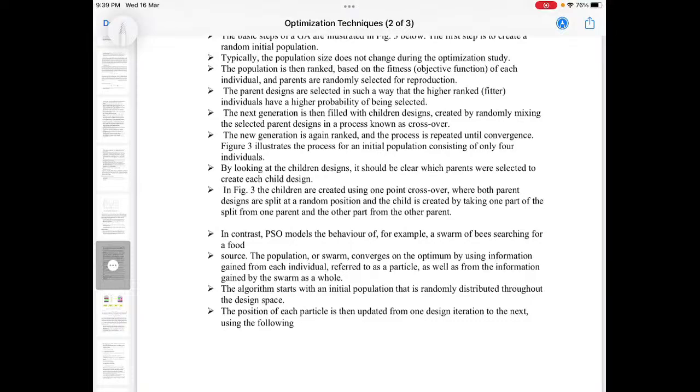So the population or swarm converges on the optimum by using the information gained from each individual, referred to as a particle, as well as from the information gained by the swarm as a whole. Swarm here means a group, a group of bees you can say. The algorithm starts with an initial population that is randomly distributed throughout the design space.